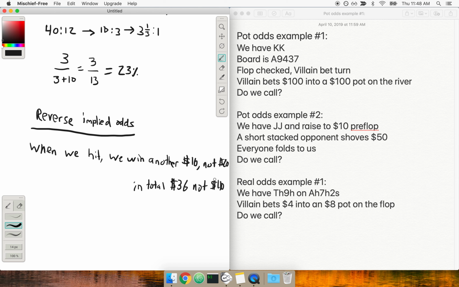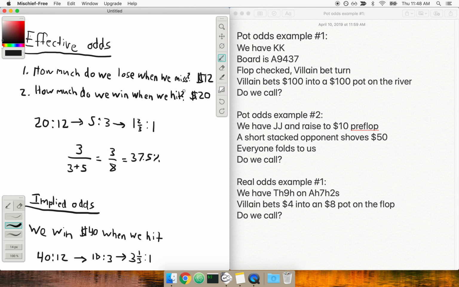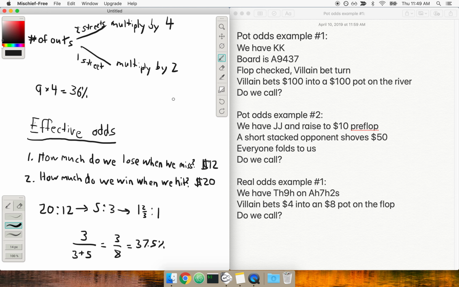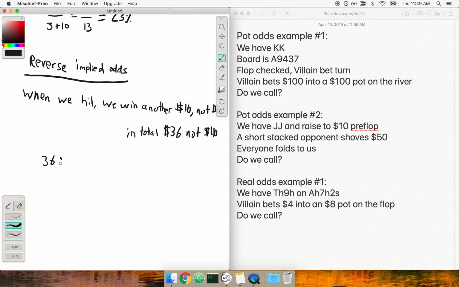Okay, so now we have an answer to the question. When we hit, how much do we win in total? That's going to be 36. And then the answer to the question of when we miss, how much do we lose? It's going to be the same thing. We're investing 4 on the flop and then 8 on the turn. And we're not going to invest anything on the river because when we miss, we lose. So when we miss, we're going to lose 12.